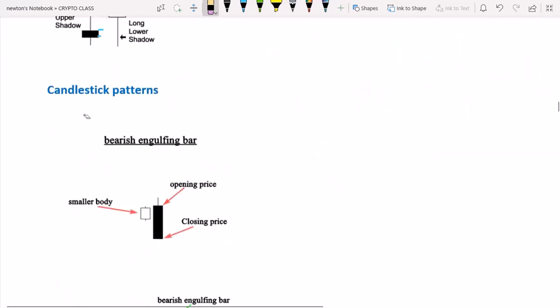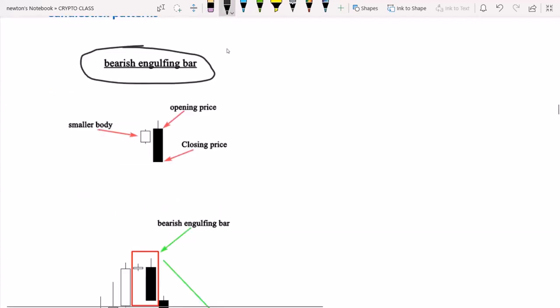So now let's move on to the candlesticks. We have several types of candlestick, but we'll be dealing with the common ones that you always come across on the chart. The first one is the engulfing bar, or bearish engulfing candle. Sorry, I have bad handwriting. So the engulfing candle is when it fully engulfs the previous candle.